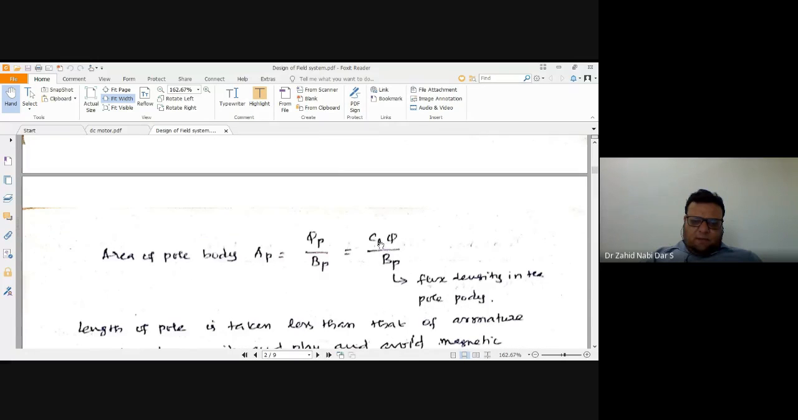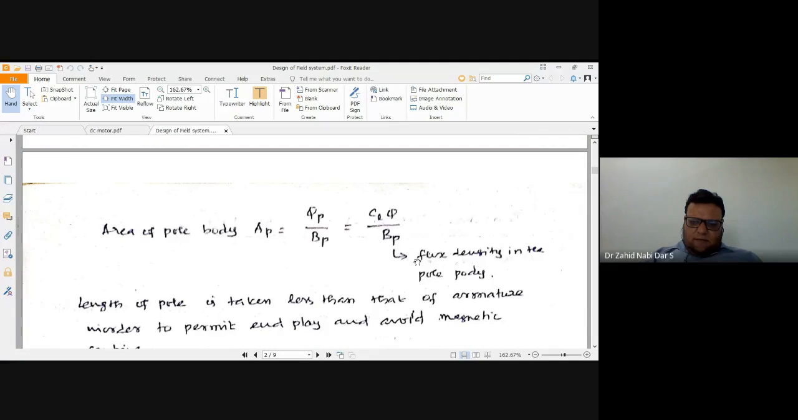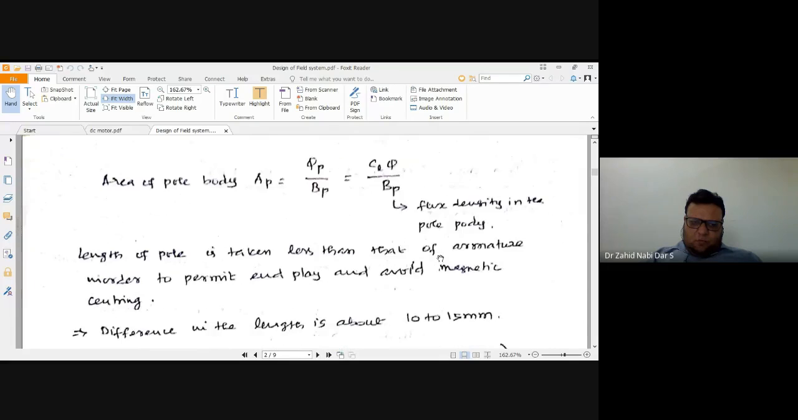Now the area of the pole we can calculate from the famous current density equation. Now onwards, you have seen in every machine we are using this current density equation, where AP is equal to phi p by BP, and this phi p can be expressed in terms of the leakage coefficient and the flux per pole. Wherein BP is the flux density in the pole body.